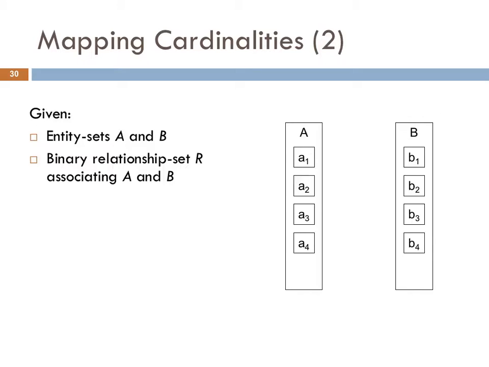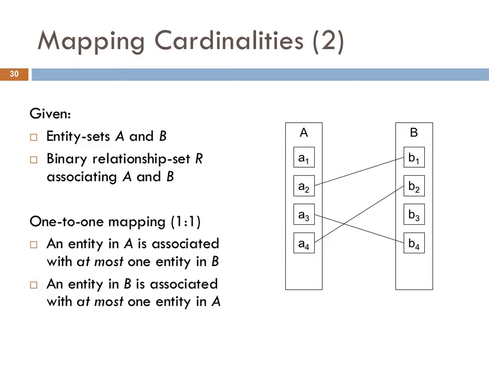Okay, so here are examples of mapping cardinalities. You have 2 entity sets and a relationship set R that relates entities in A with entities in B. One-to-one mapping means that any entity in A can only be associated with one entity in B. And vice versa. A given entity in B can only have one relationship with some entity in A.